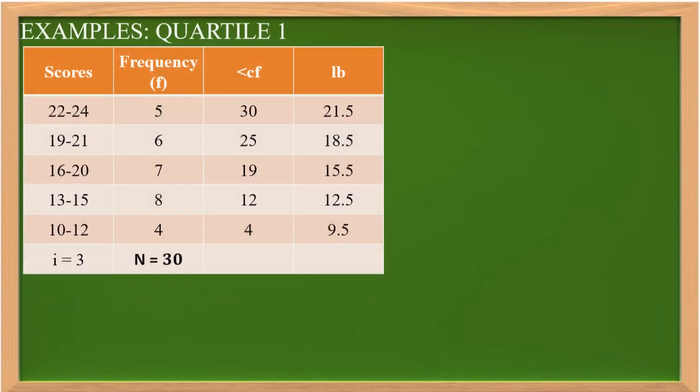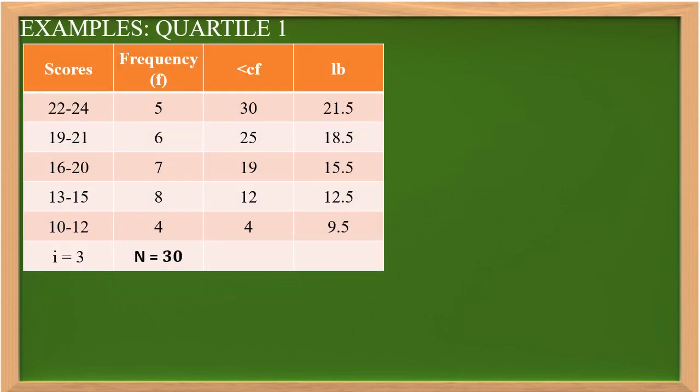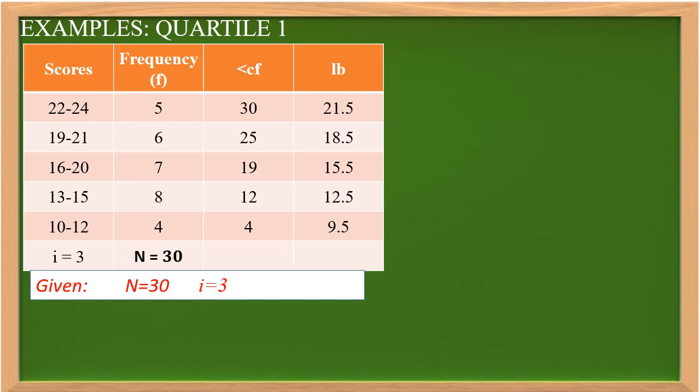Now let's discuss the example for quartile 1. We're going to use this table of distribution. First, let's identify the given. The value of N is equal to 30, which is the sum total of all the frequencies, and I is equal to 3, that comes from counting the lower limit up to the upper limit of the class scores 10 to 12. So we have 10, 11, 12, and that is 3.